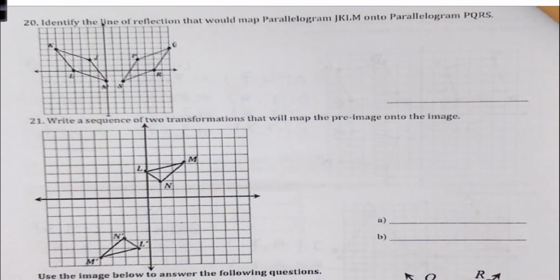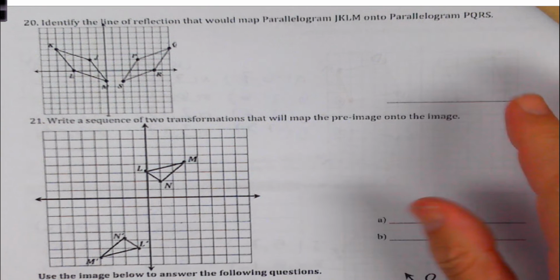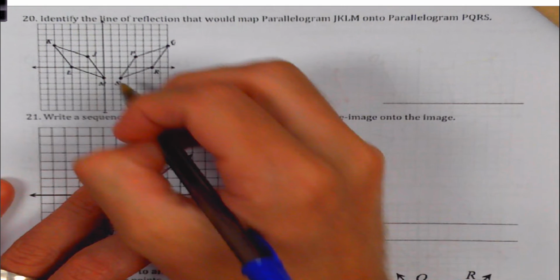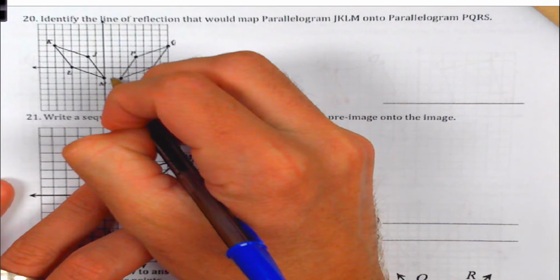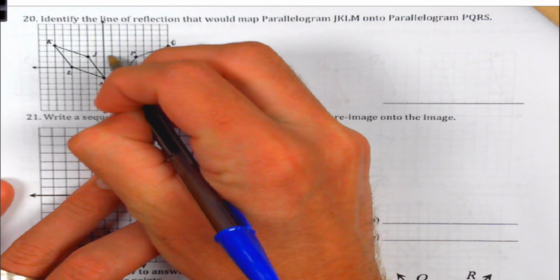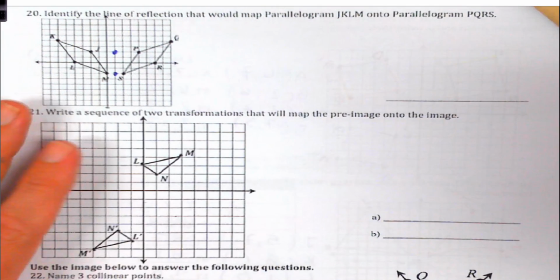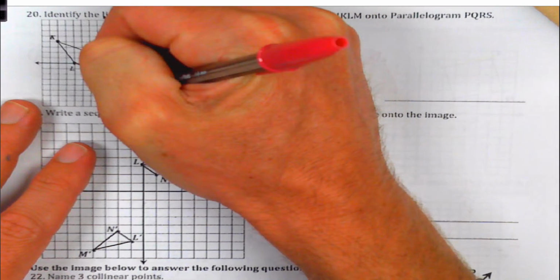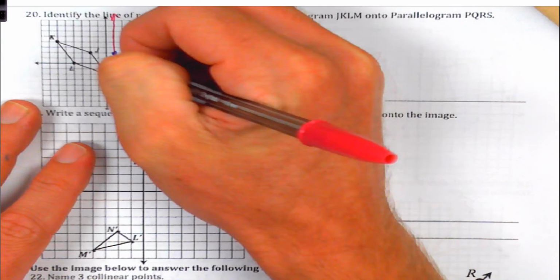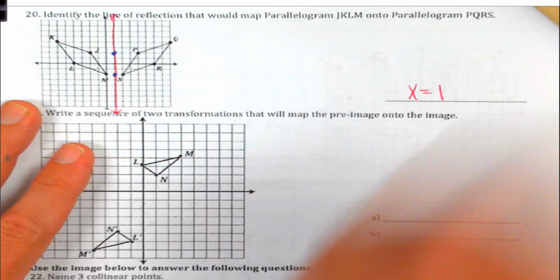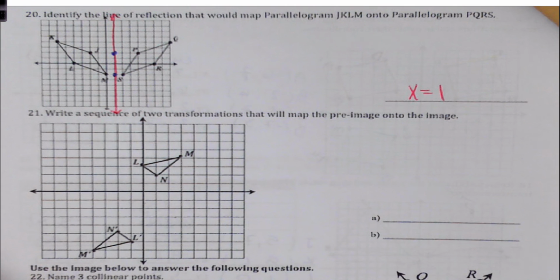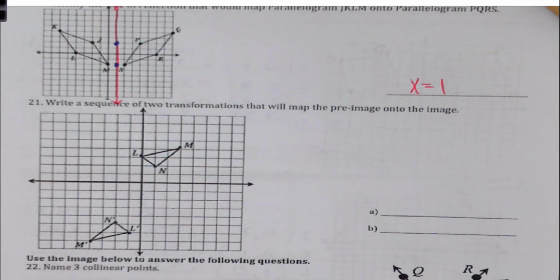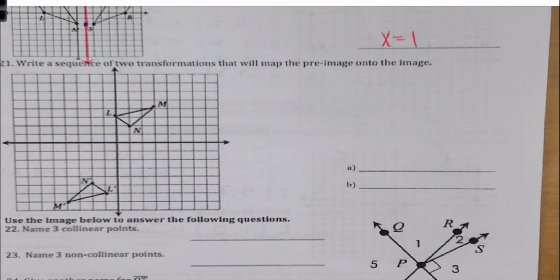Identify the line of reflection that would map these onto each other. So we have to go into the midpoint. So right between M and S is this point right here, J and P right here. As soon as you get 2 points, you can pretty much just draw a line in. And it's hitting X at 1, so we're going to call that the X equals 1 line. Pretty nice.